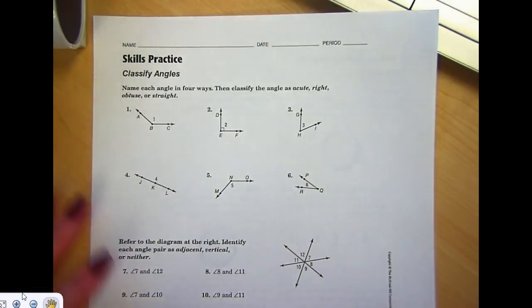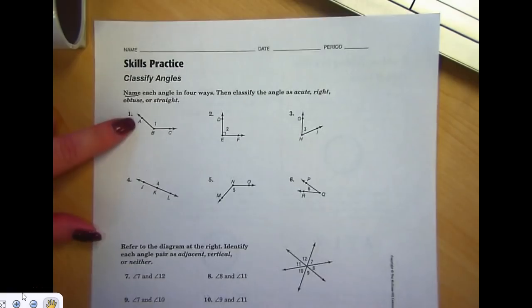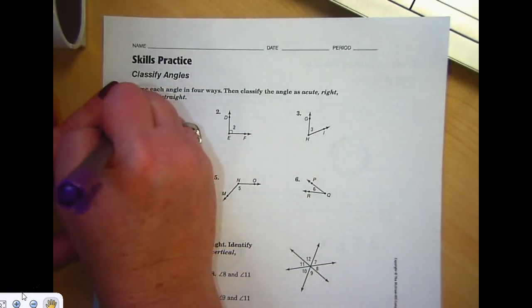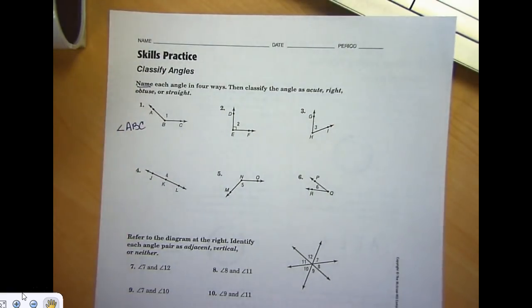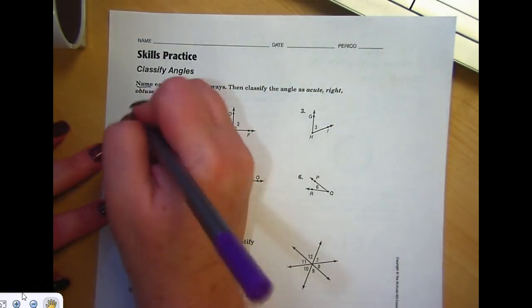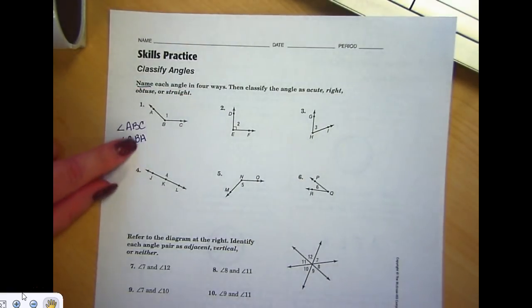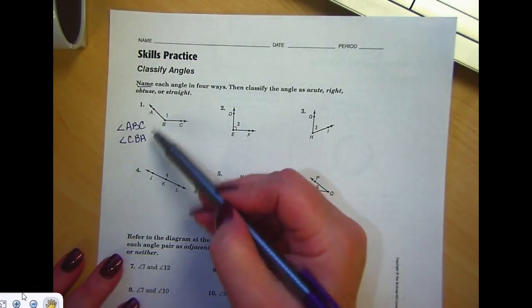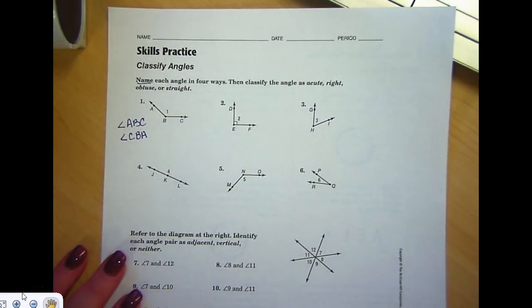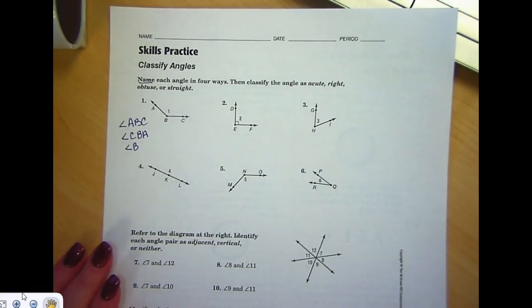Classify angles. Name each angle in 4 ways, and then classify it as acute, right, obtuse, or straight. So, naming this angle in 4 ways, we could call it angle A, B, C. It could also be called angle C, B, A. Do you notice how the vertex is always the middle? You can name it A, B, C, or C, B, A, but the vertex always has to be the middle. You could also call it angle B. You could name it just after the vertex.